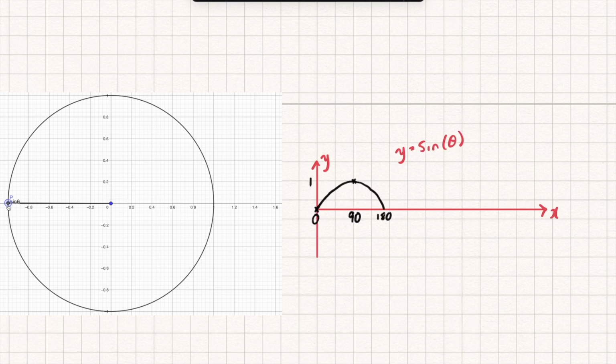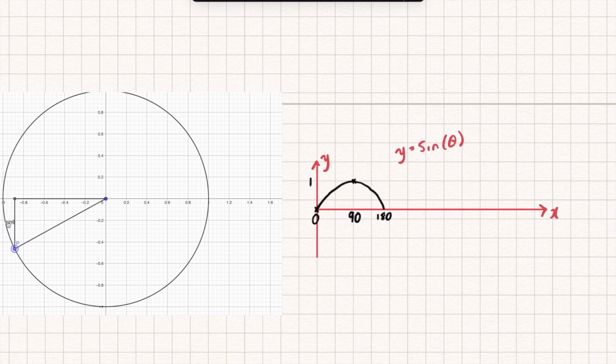Now let's keep increasing the angle, and you can see it's going to start becoming negative. Even though it's a height, we'll still say the actual value is negative, and it's going to keep getting negative until it reaches -1 at 270 degrees. So again, I can mark that on.